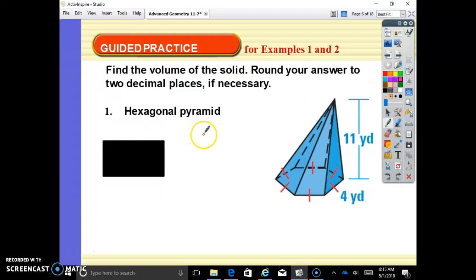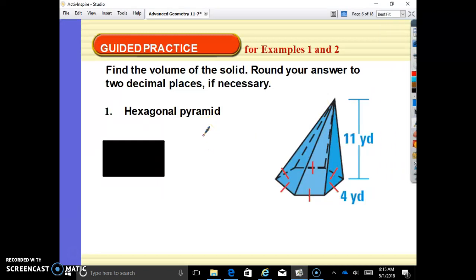Find the volume of the solid. Round your answer to 2 decimal places if necessary. So once again, it's a pyramid. Volume equals 1/3 area of the base times the height. All right, so this base has 1, 2, 3, 4, 5, 6 sides. It's a hexagon. Let's draw one of those 6 triangles. All right, so the triangular base is 4, so they're 2 and 2, right?